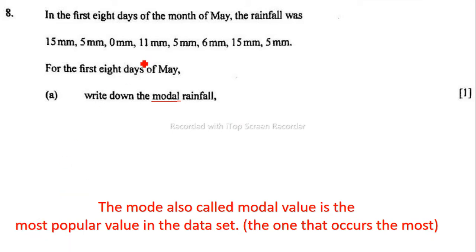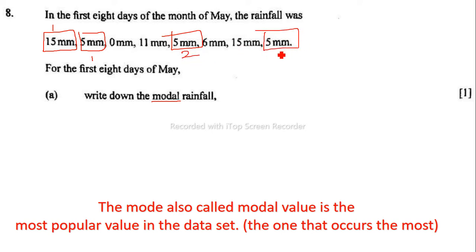Which one is the mode or the modal value? 5 and 15. You look, because 15 occurs 5 only. 5 only, you think 5? Yeah, 5 only. But 5 comes 3 times. 5 comes 3 times. 5. Yeah, 5 comes 1, 2, 3. Oh, I'm blind.